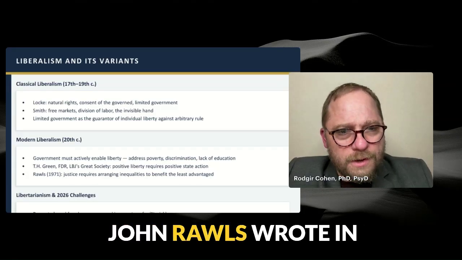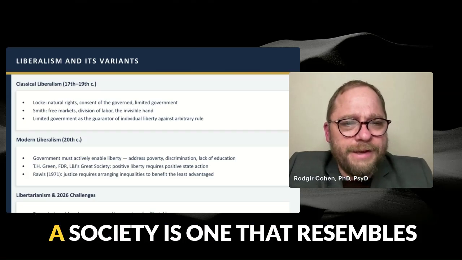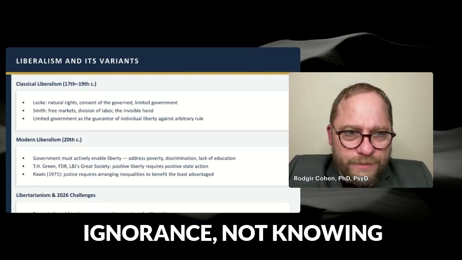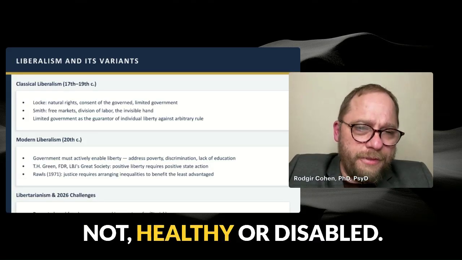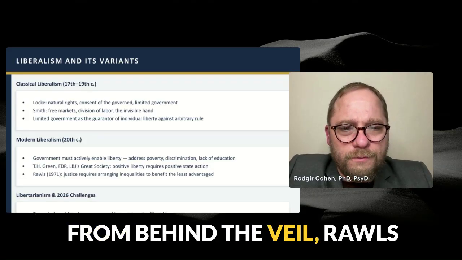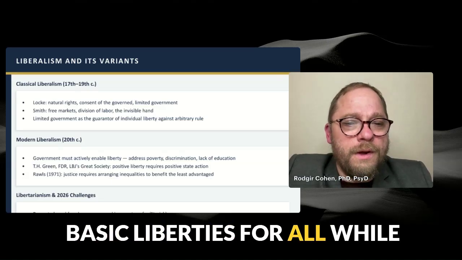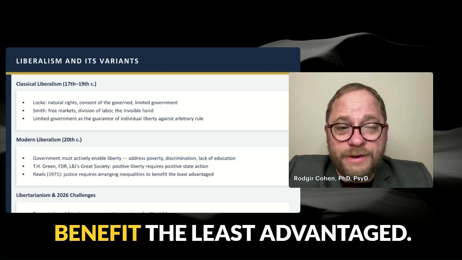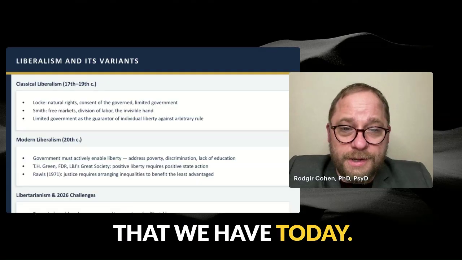John Rawls, in A Theory of Justice, written in 1971, provides the most rigorous philosophical defense. A just society is one that resembles what people would choose from behind a veil of ignorance, not knowing whether they would be born rich or poor, talented or not, healthy or disabled. From behind the veil, Rawls argues people should choose a system that protects basic liberties for all while arranging any remaining inequalities to benefit the least advantaged. This is the philosophical basis for progressive redistribution that we have today.